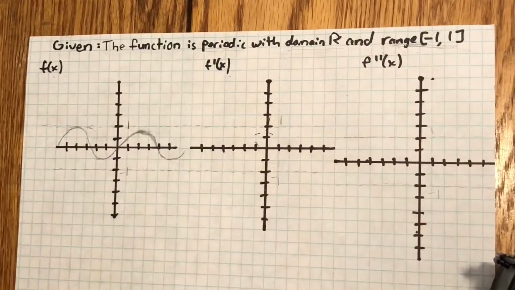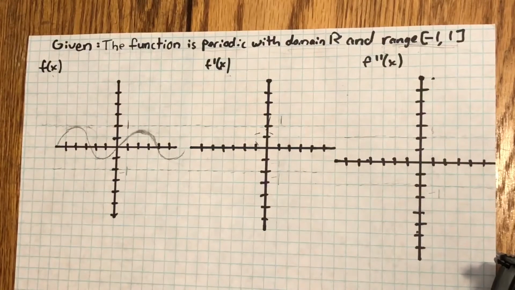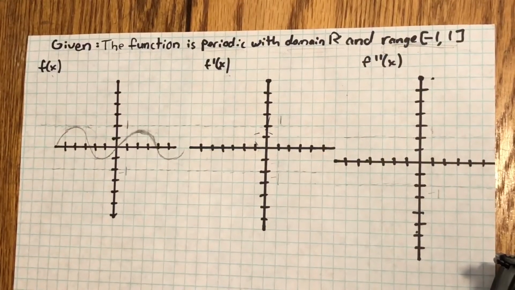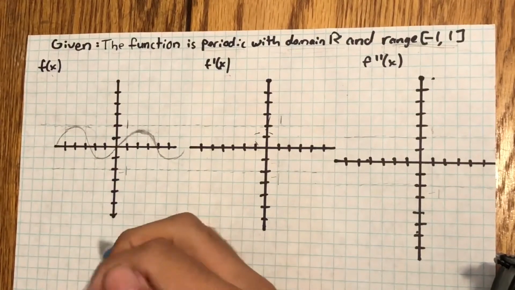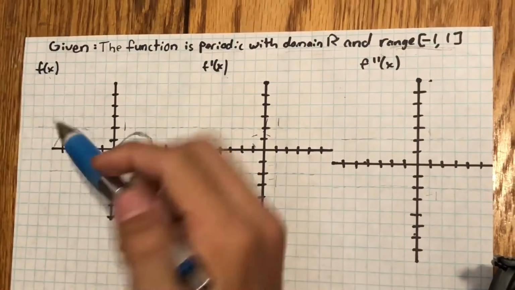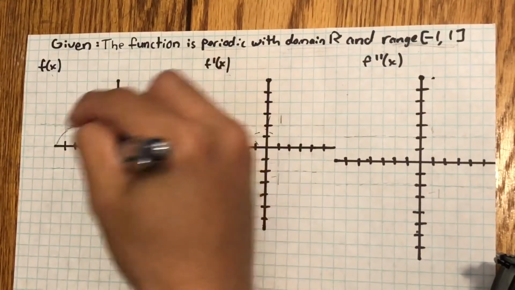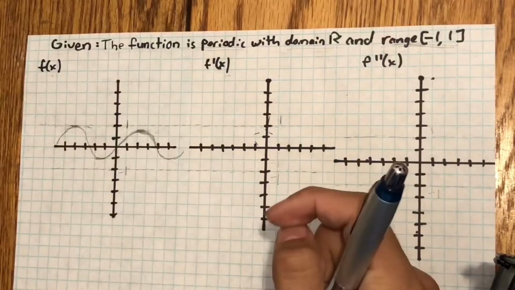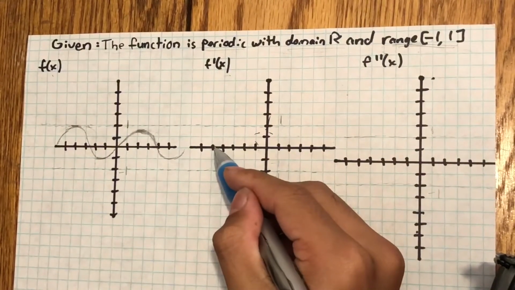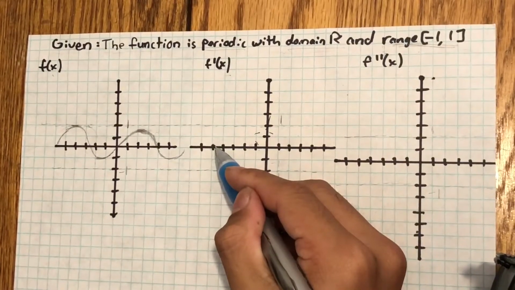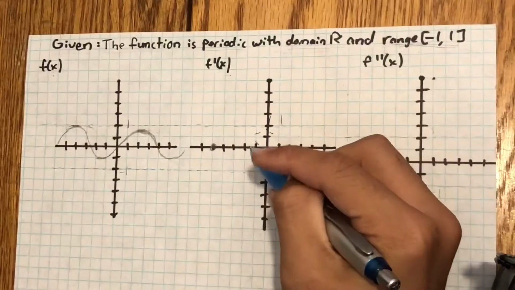So now that we know this information, we can start trying to find f prime of x and f double prime of x. So we can see in f of x there are certain points where the slope of f of x changes from positive to negative as well as negative to positive. So we know that these points in f prime of x will serve as critical points where the graph of f prime of x crosses the x-axis. So why don't we start graphing?